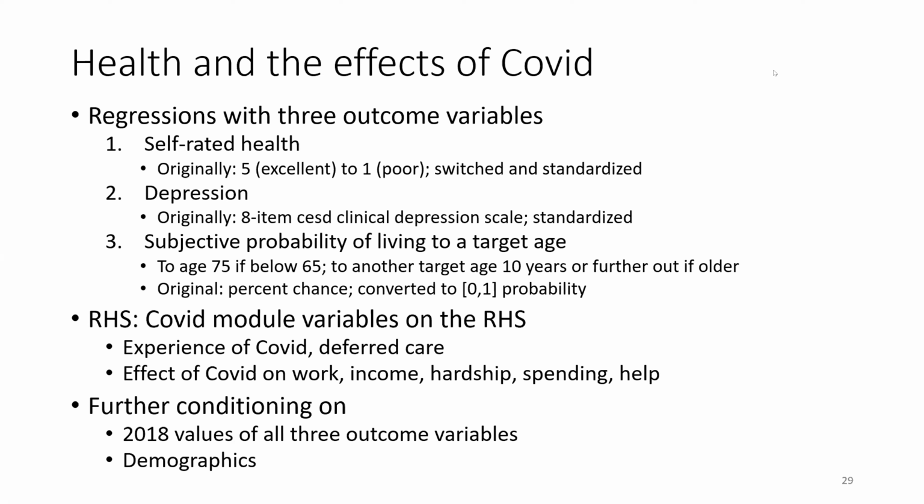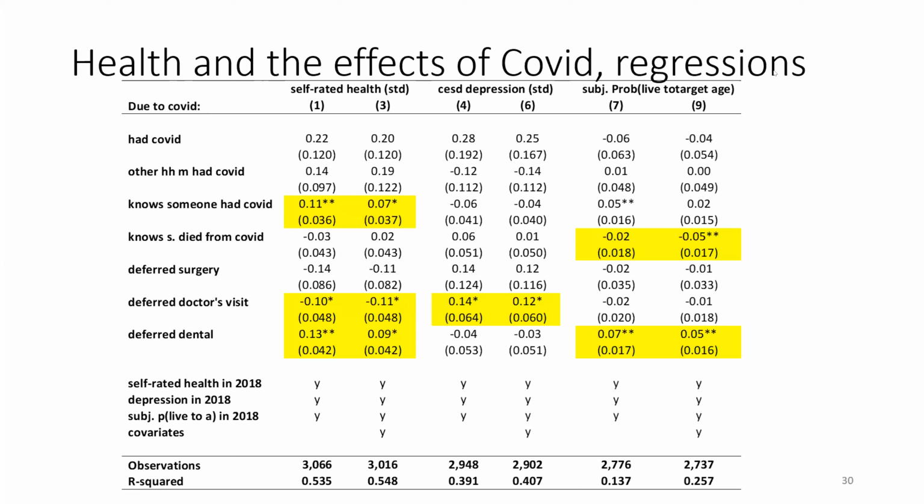On the right-hand side, there are these COVID module variables in the HRS. And we further condition on the 2018 values of all of these three outcome variables, so they're going to be on the right-hand side, and demographics. And yellow, so these are the results from the first set of regressions, in which the right-hand side variables are concern and experience with COVID and deferred or delayed healthcare. Yellow are the coefficients that are statistically significantly different from 0 when conditioned on everything. And we see that self-rated health is actually negatively associated with deferred doctor's visit.